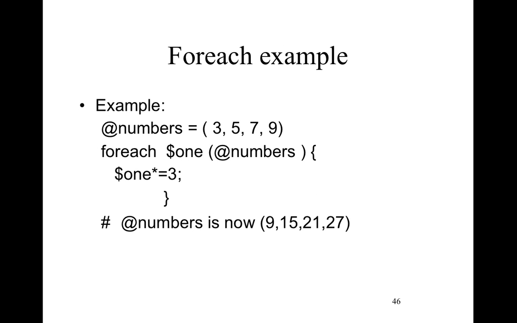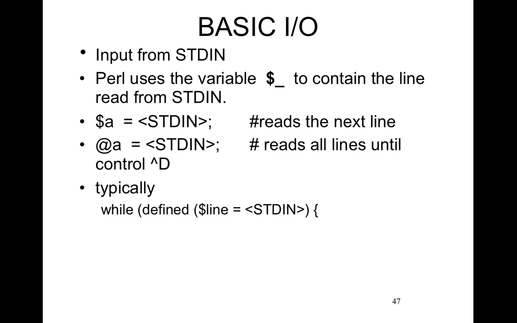So here's an example. Let's just go to the example. So numbers is 3, 5, 7, and 9. For each number in numbers, number times equals 3. So numbers is now, because we just multiplied it by 3, 9, 15, 21, 27. Okay, so we didn't print it out. That is just a comment at the end of the code giving us that.